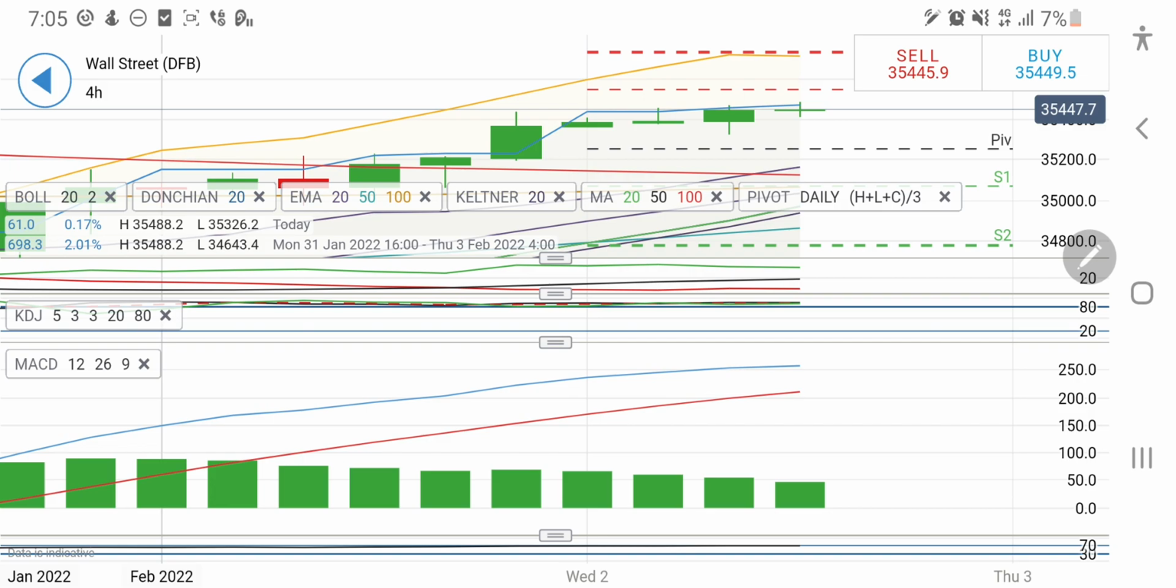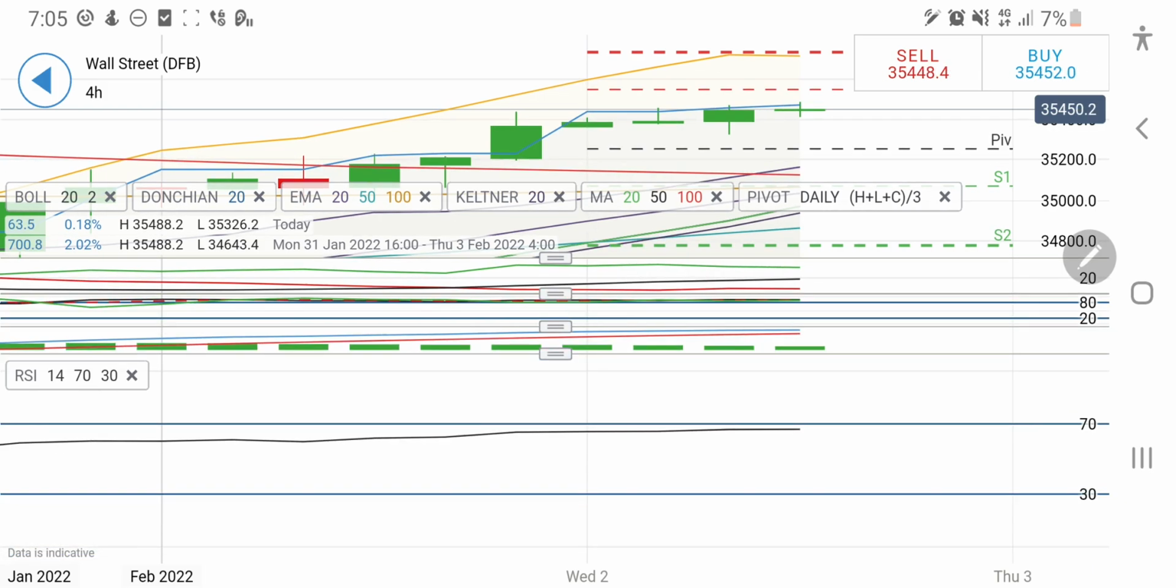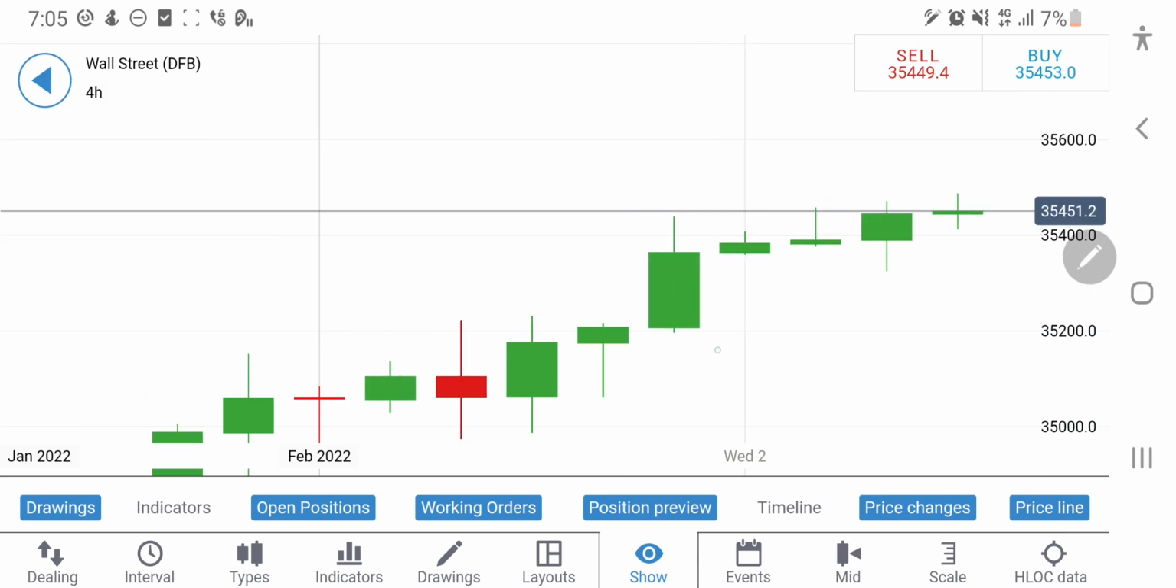Yes, markets are at overbought levels. MACD lines are running parallel, and RSI is comfortable. So considering this, let me jump to the levels directly.